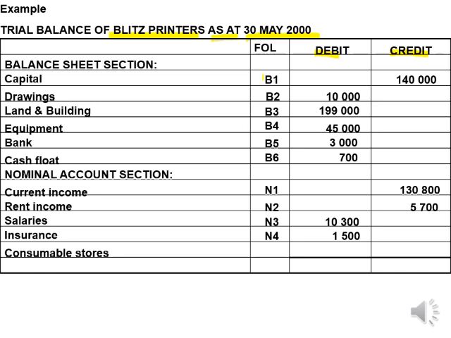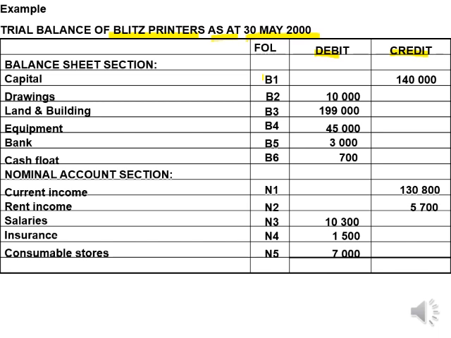And then the last one is consumable stores. Consumable stores is also an expense. Being an expense, that's N5, and we are going to record it in the debit column. So this is how we are going to be recording all your entries.